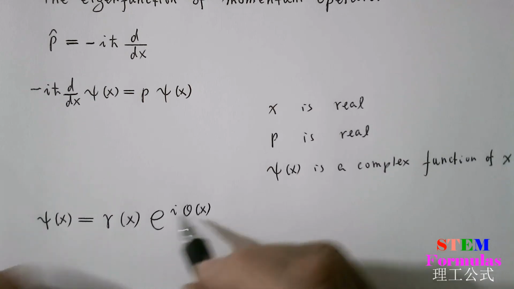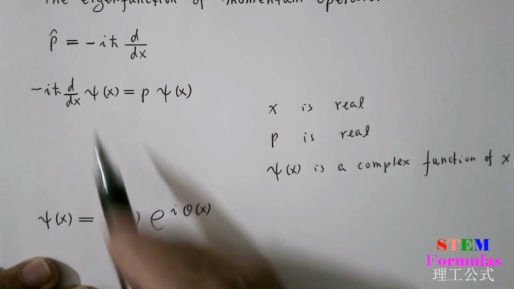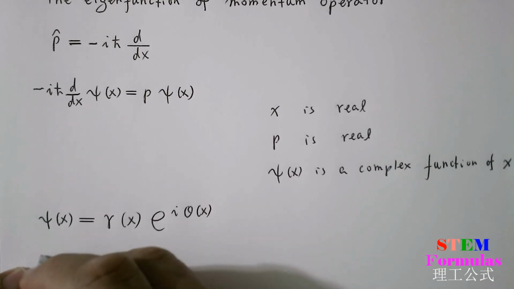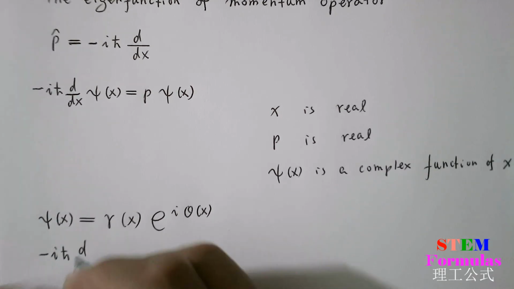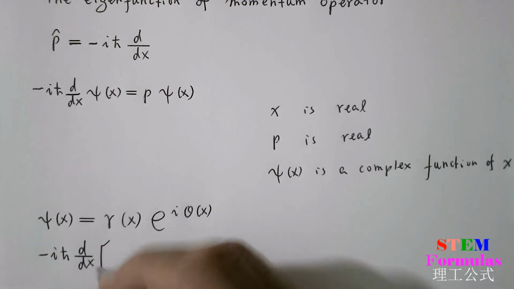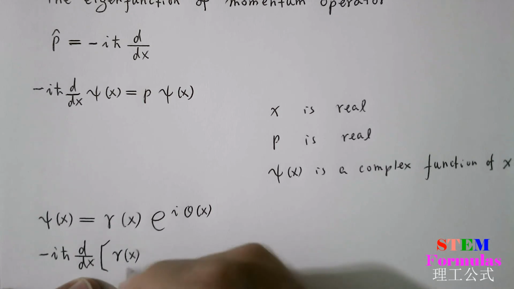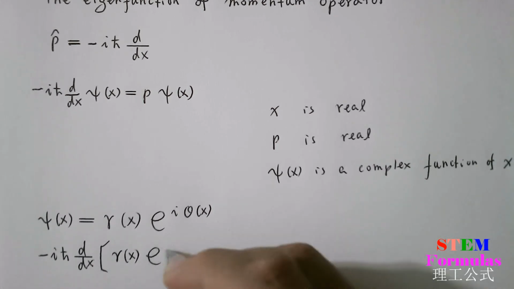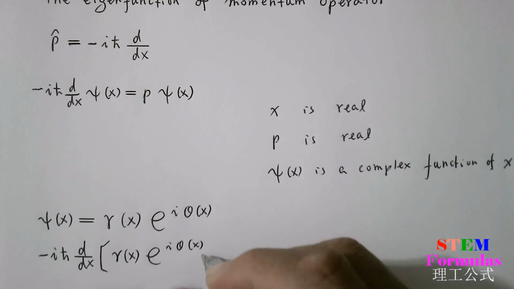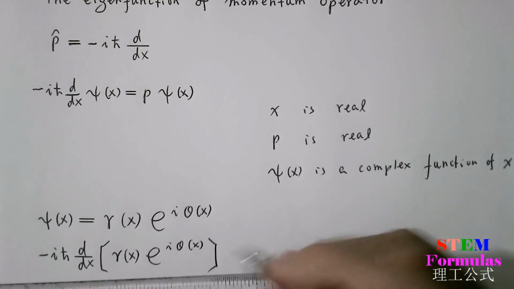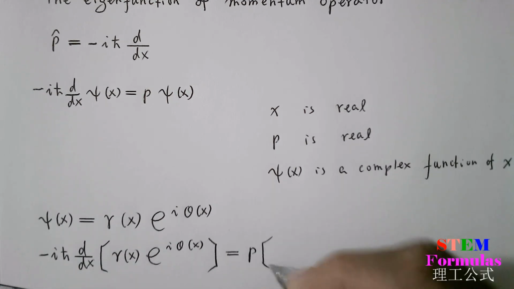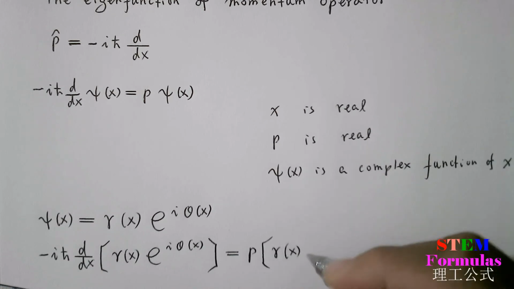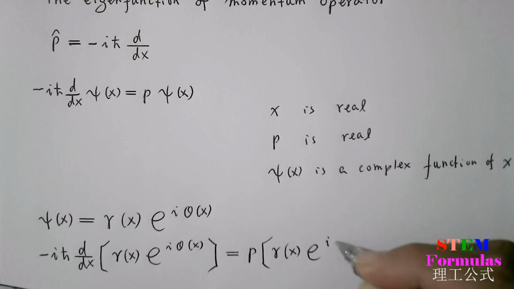Now, when we substitute psi of x into here, we have minus i h bar d/dx of the bracket r of x e to the i theta of x equal p times r of x e to the i theta of x.